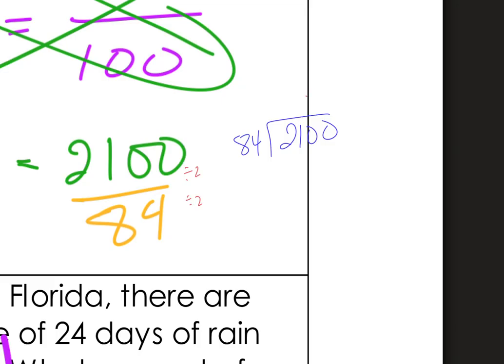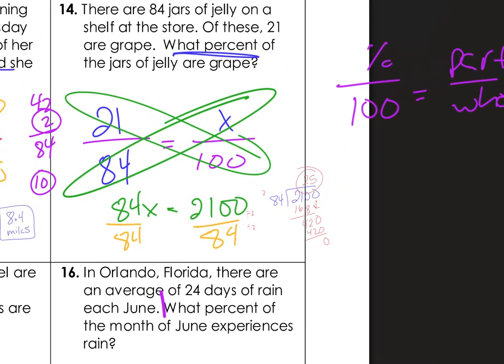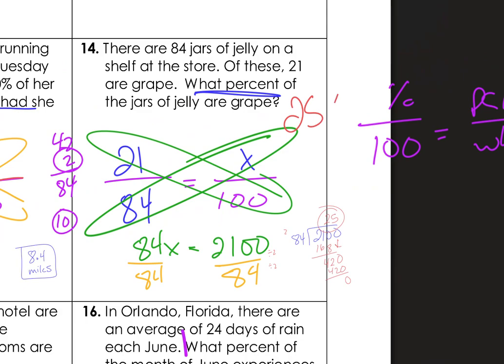I'm just going to do this right here and get 2 times 4 is 8. 2 times 8 is 16. When I subtract that, I get 42. Yep. And I bring down this 0, and it's 5. 5 times 4 is 20. 5 times 8 is 40 plus the 2. So 25 what? 25%. Because it asks for what percent. Our x was in the percent place. So 25% of this was grape jelly jars.